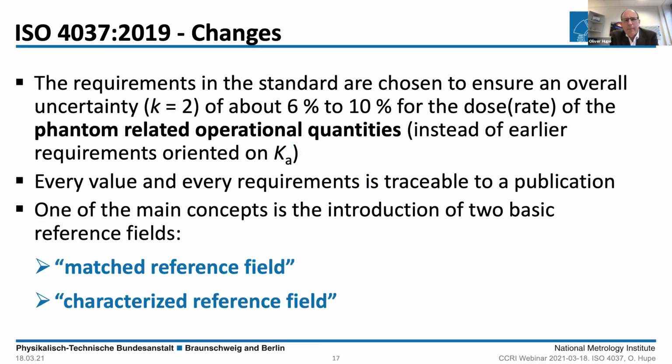The requirements in this standard are chosen to ensure an overall uncertainty of 6 to 10% for the dose rate of the phantom-related operational quantities, instead of air kerma as it was done in the 99 version. Every value and every requirement is now traceable to a publication. This was also not the case in the old version. And now we have this matched and characterized reference field.